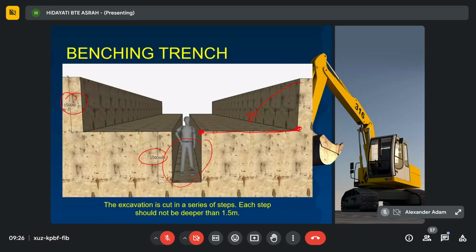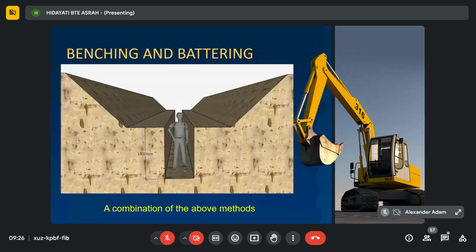Okay, so this method requires a lot more material to be excavated. However, no shoring is required. Okay, so this is the benching trench. The third method is the combination of those two methods, the battering method and the benching method. So this is the third method, the battering and benching combination. So this one can also be done.